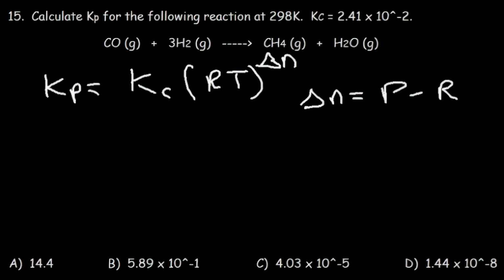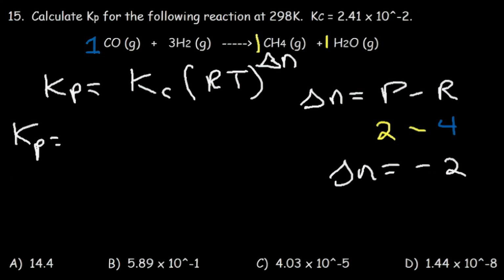So for the products, we have one methane molecule and one H2O molecule. So we have two product molecules. And for the reactant side, we have 3 hydrogen gas molecules and 1 carbon monoxide molecule. So there's 4 molecules on the left side. So delta n is 2 minus 4, which is negative 2.